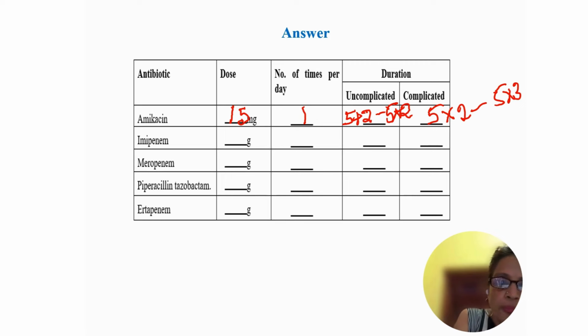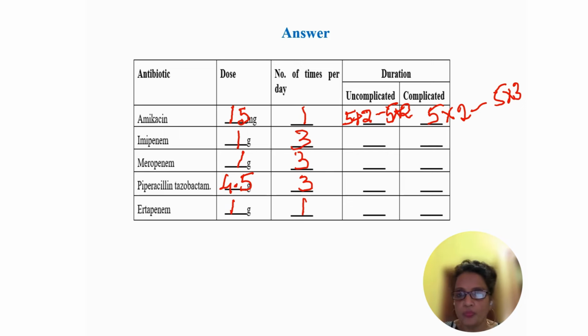Now imipenem 1 gram, number of times 8 hourly would be 3 times. Same thing, uncomplicated would be for 7 to 10 days and complicated pyelonephritis would be 10 to 15 days. Meropenem 1 gram 3 times a day, same duration. Piperacillin tazobactam 4.5, we use it unchanged. And this also is given 8 hourly, so 3 times a day, and the duration is the same. Ertapenem 1 gram just once, and duration is the same.